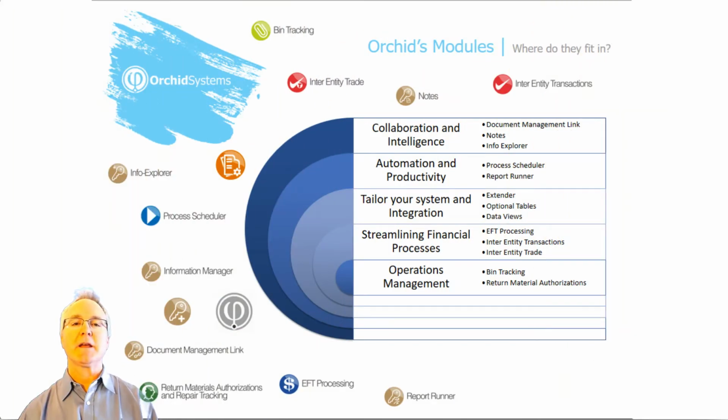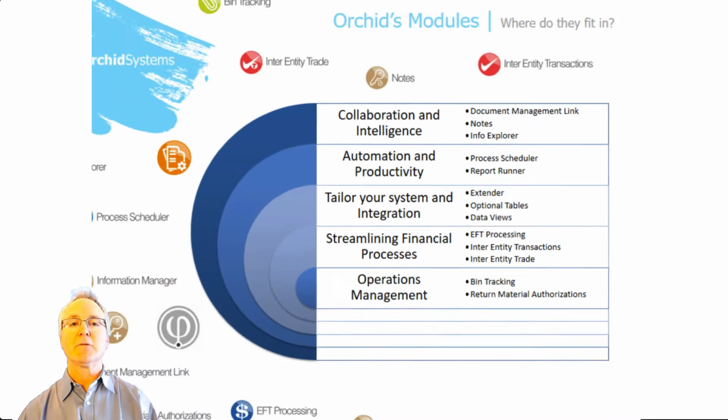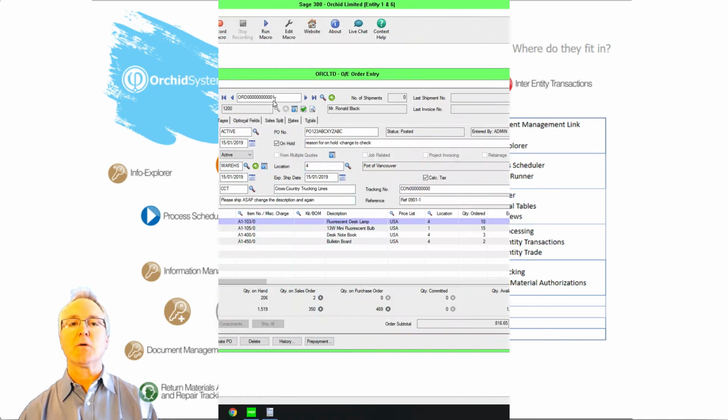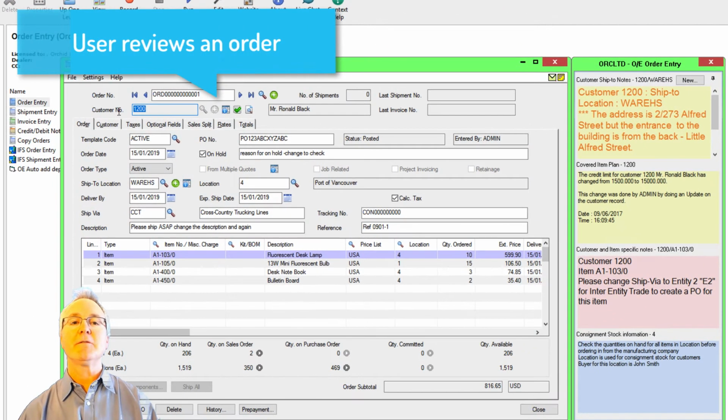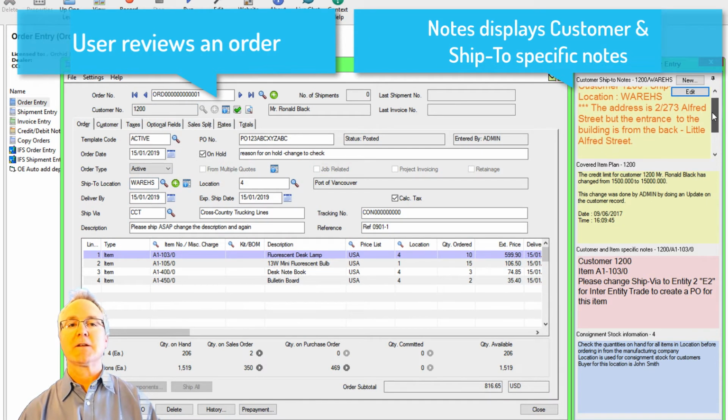Notes is an application that allows collaboration among Sage 300 users so that you can share relevant information on the exact screen where you need to know something about a customer or a vendor, or to pop up different categories of notes that are context sensitive.